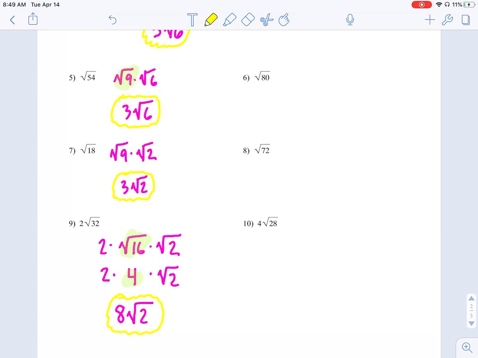Okay, so that's a little bit on radicals and simplifying radicals. If you have any questions, let me know.